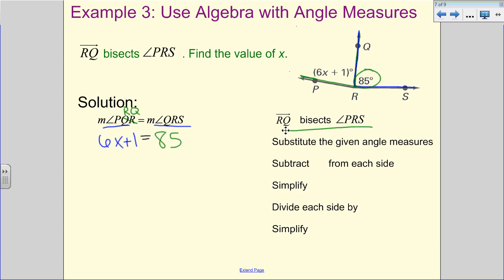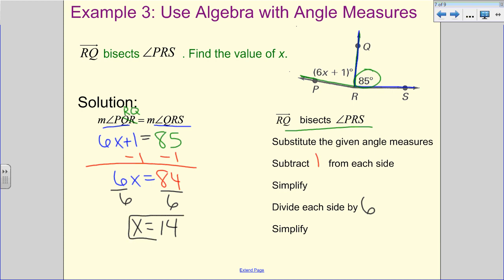We're going to then subtract 1 from each side to undo that adding 1. And so we get 6x. We simplify. 85 minus 1 is going to give me 84. We are then going to divide each side by 6 to finish up our algebra. And then we simplify. 84 divided by 6 gives us 14. And because we were asked to find the value of x, it is just 14. It's not an angle measurement.